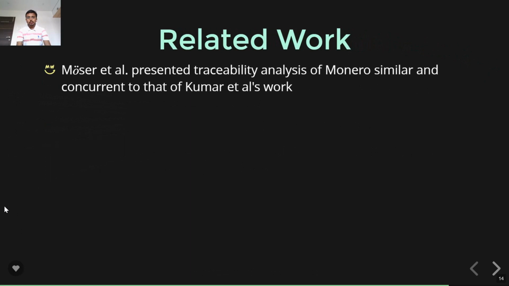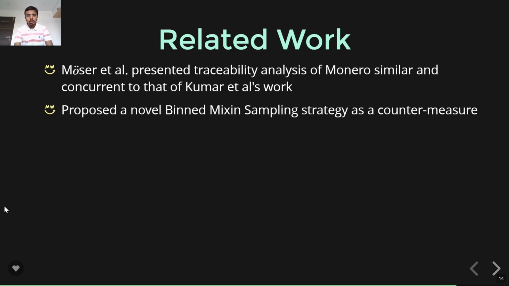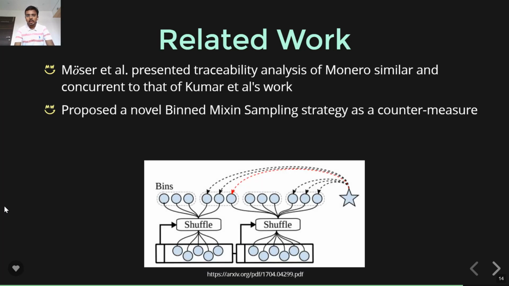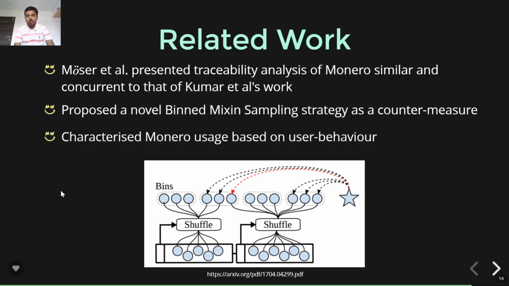A concurrent work was presented by Moser et al. about the traceability of Monero's blockchain, and they proposed a novel bin sampling strategy as a countermeasure for the two flaws we just presented. In this, the idea again was simple: they proposed to have small bins of addresses which are at the same height or neighboring heights, and this kind of structure would ensure that linkability information cannot be established between inputs and outputs. They also characterized Monero usage behavior and proposed this bin sampling model based on the user behavior.